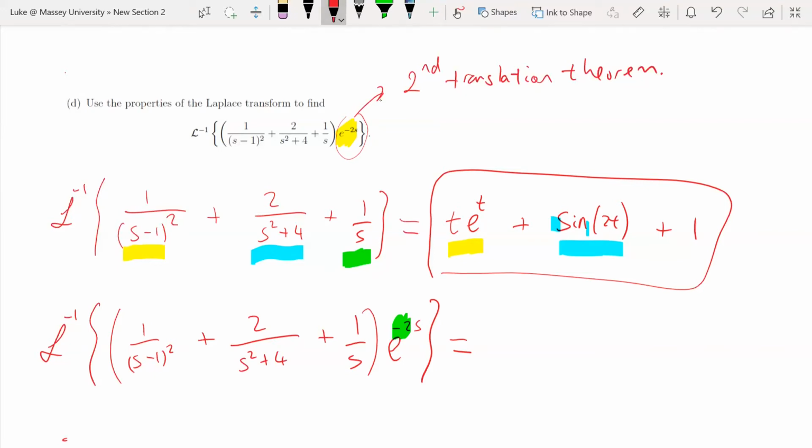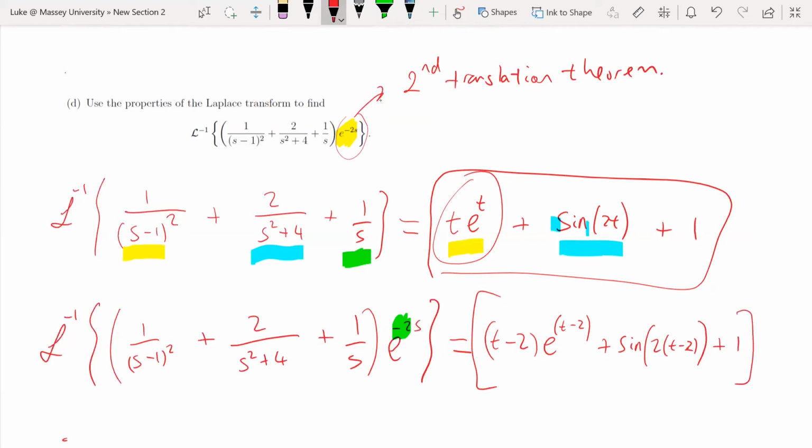So the first term here, t e to the t, is going to become (t minus 2) e to the (t minus 2), plus sine of 2 times (t minus 2). There are no t's in the 1, so that just stays as it is, all multiplied by the Heaviside function at t minus 2.